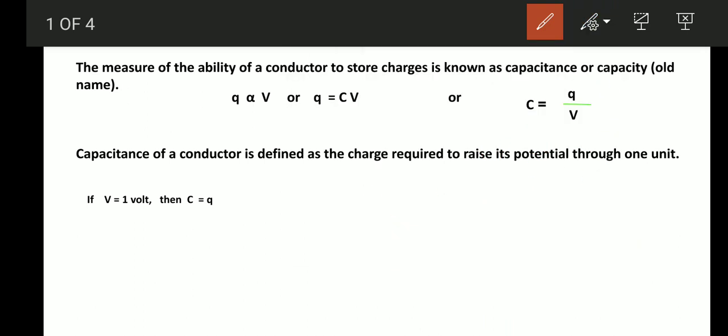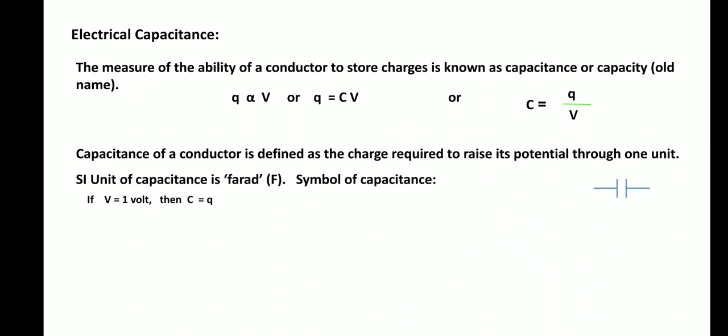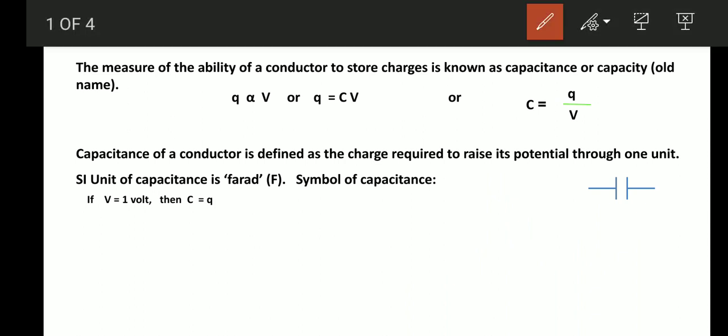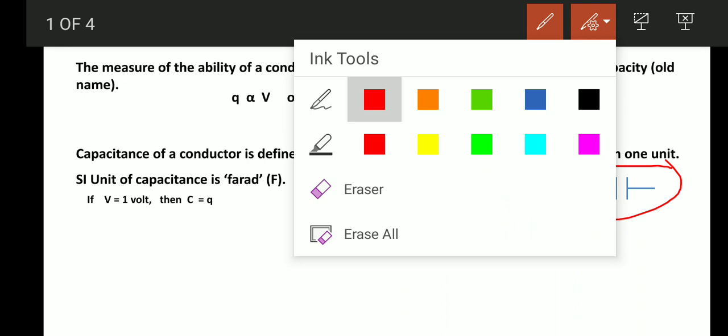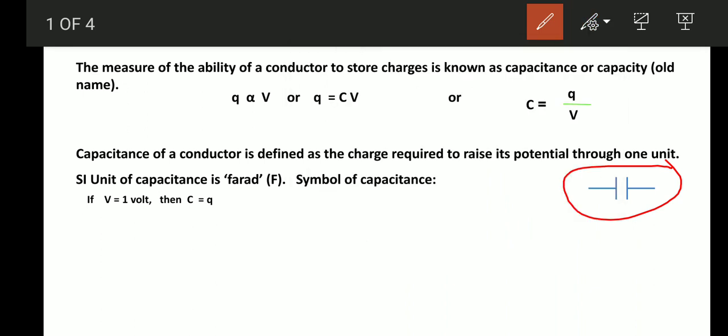Then the SI unit of capacitance is farad, and this is the symbol of a capacitor: two parallel lines. Two parallel lines indicate the symbol of capacitance. Usually the capacitance is mentioned in the unit farad, usually microfarad, millifarad, nanofarad, like that.